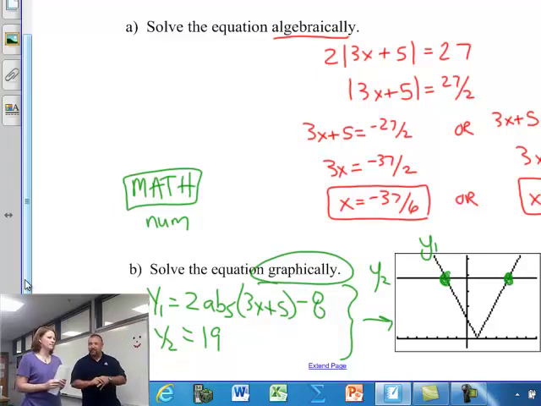Okay, so they're going to be -37/6 and 17/6, except your calculator will give them to you as decimals. So you could just divide and double check.